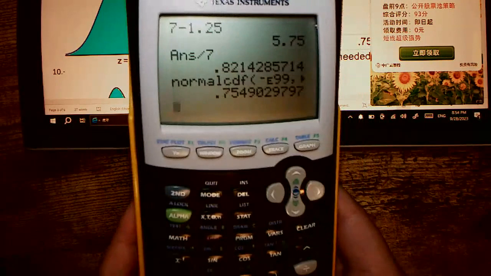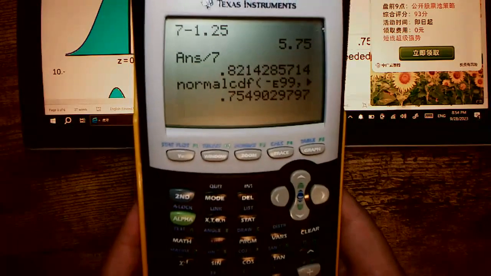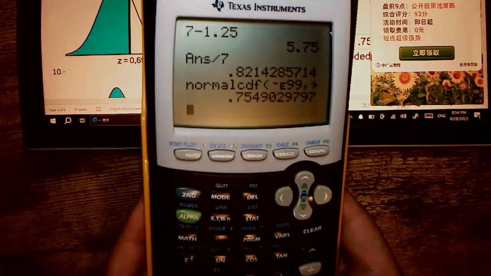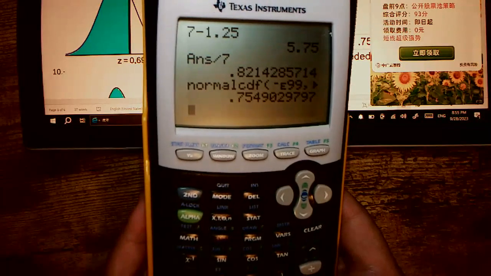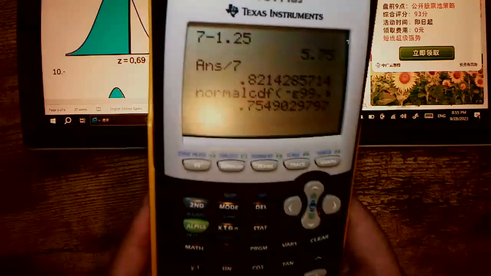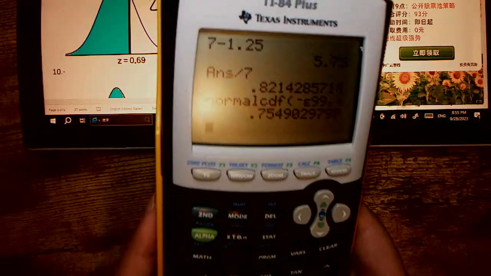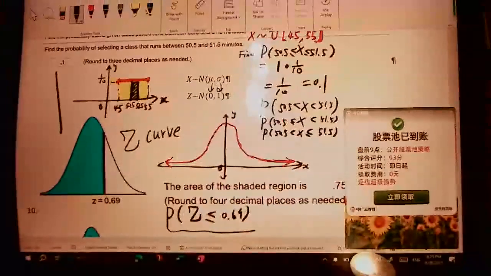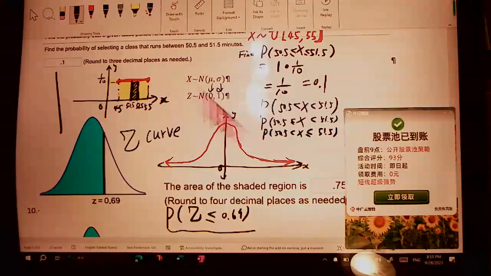Do we have the same value as the table result? 0.7549, right, if we round it to keep 4 decimal places. Am I clear, guys? Sorry for wasting your 5 minutes. We were supposed to finish 5 minutes ago. But what I taught in the last 5 minutes is very useful, right?